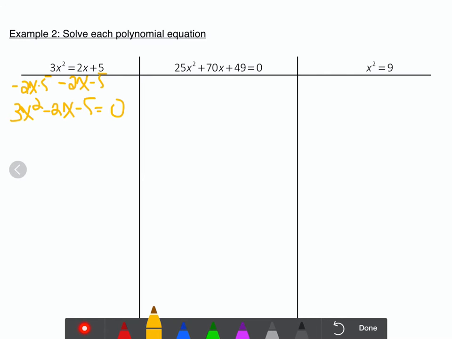The leading coefficient is not 1, so I'm going to use factor by grouping. So what 2 numbers are going to multiply to a negative 15 and add to a negative 2? Negative 5 and positive 3 will do that. So I have 3x squared minus 5x plus 3x minus 5 equals 0. Okay, and I'm going to factor this by grouping.